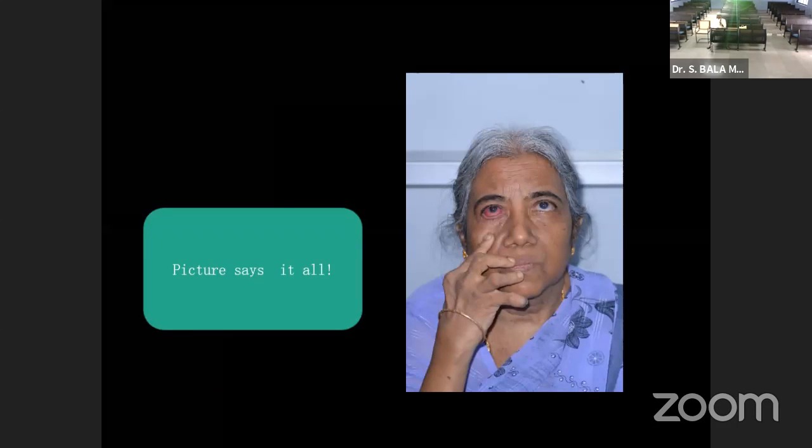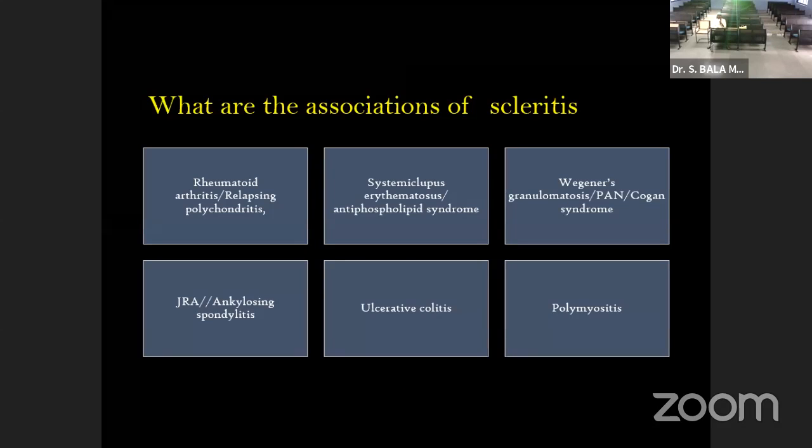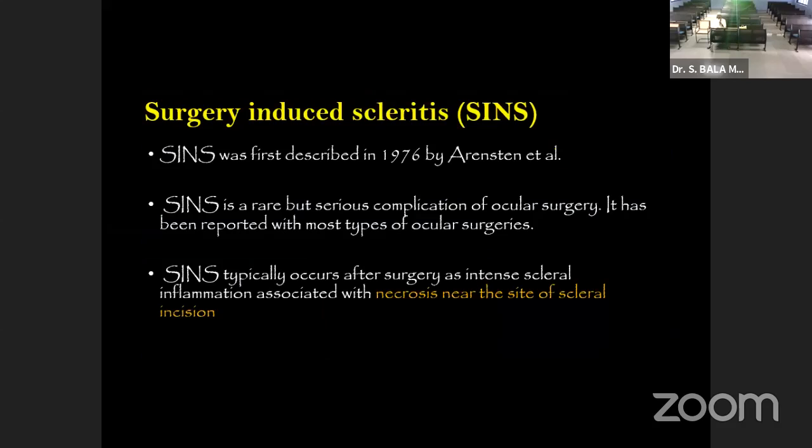And this is again a picture from my mentors, where you see there is a deformity like this, diffuse scleral inflammation. And based on this image, you can say possibly there is an autoimmune association, or you should think in terms of relapsing polychondritis and other autoimmune etiologies. What could be the association? It could range from rheumatoid, relapsing polychondritis, SLE, antiphospholipid syndrome, Wegener's, PAN, Cogan syndrome, or even ankylosing spondylitis, ulcerative colitis, polymyositis. The appropriate history should help the clinician.